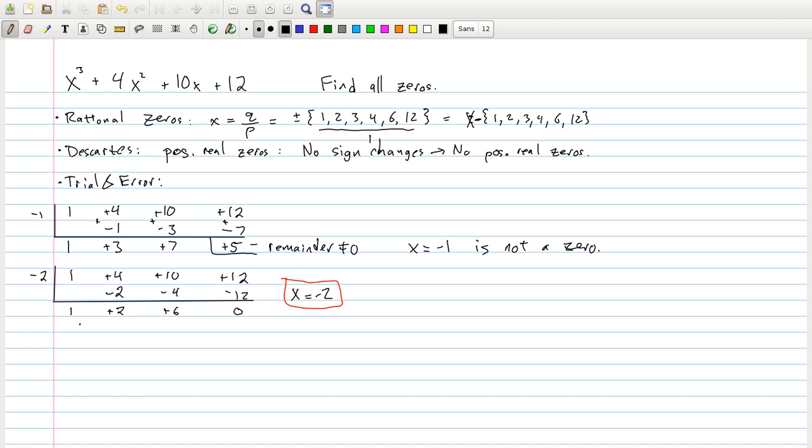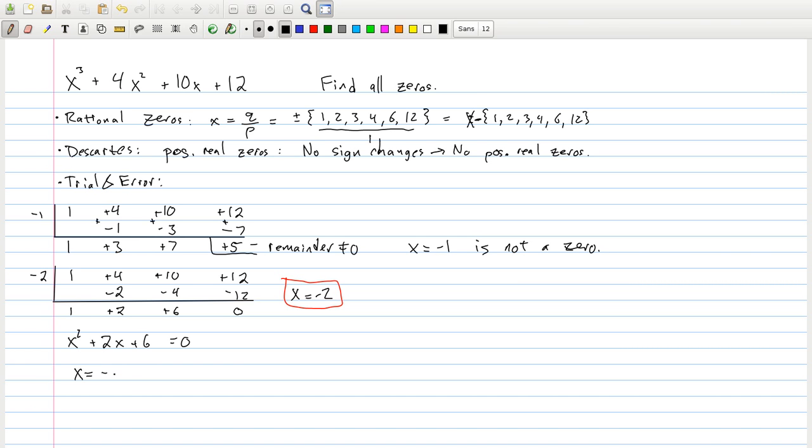And it also reduces the degree of the remaining polynomial. The original polynomial was degree 3. After doing this successful synthetic division, our new polynomial is degree 2. So if we write this polynomial out, x squared plus 2x plus 6 equals 0. We want to find all the zeros, so we set it equal to 0. And now we could, in theory, either factor this or use the quadratic formula. Since I don't see a way to factor this, I'm going to start out with the quadratic formula.